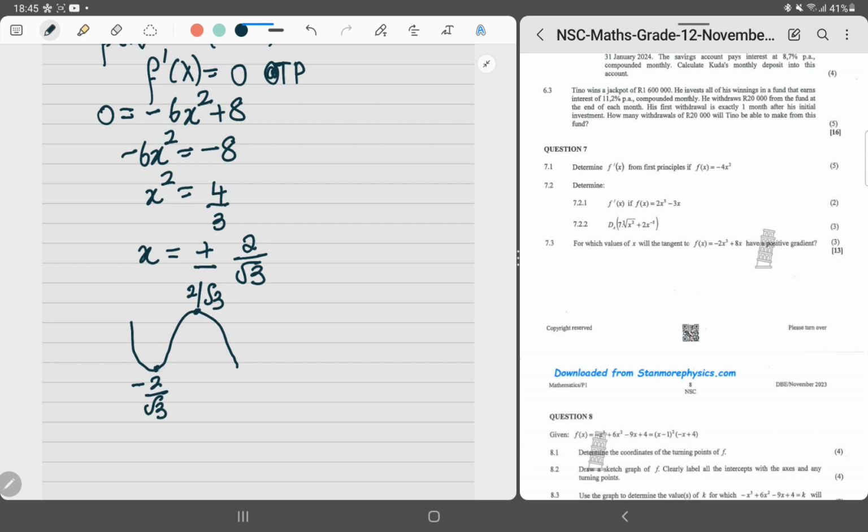So the gradient is positive. Here the gradient is 0, and at the other turning point the gradient is 0 as well. But if we were to draw a tangent here, the gradient will be positive until just before the turning points. So the x value should lie between negative 2 over square root 3 and 2 over square root 3. I'm not including the end values. It lies between them, but it does not include them because the gradient at the turning point is 0 there.